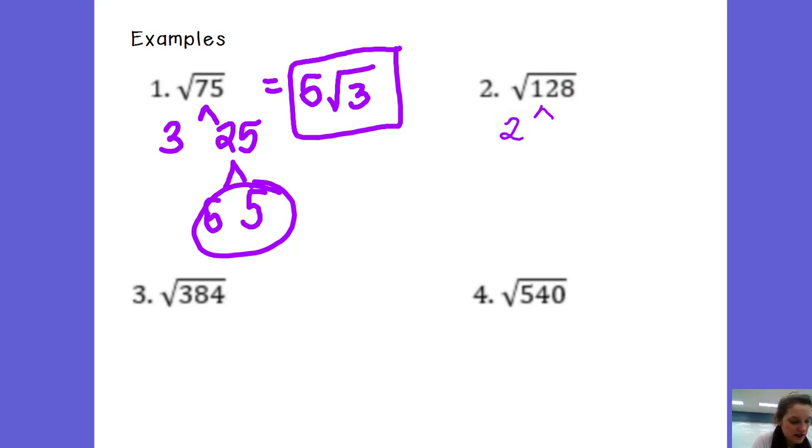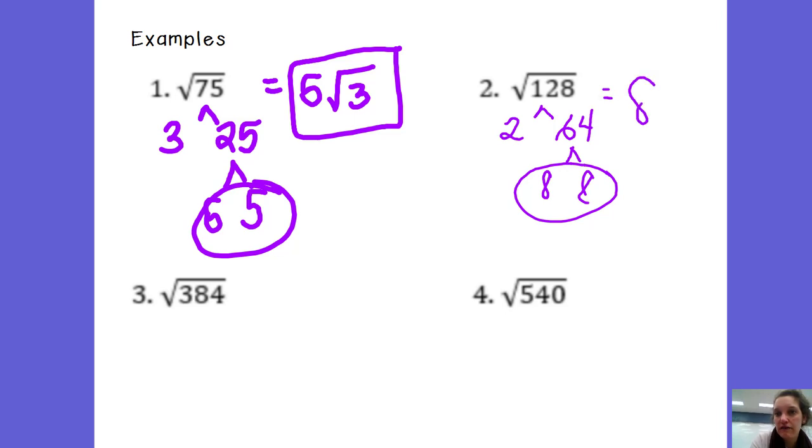So 128 is 2 times something. So I'm going to take 128 and divide it by 2. And 128 divided by 2 is 64, which, how convenient is that? 64 factored into 8 and 8. So I could keep factoring 8 and 8 until I get all prime numbers, but why not stop, circle this pair of 8s, and then I can write the 8 out front, and then poor 2, he's all by himself. The 2 is going to be stuck under the square root.